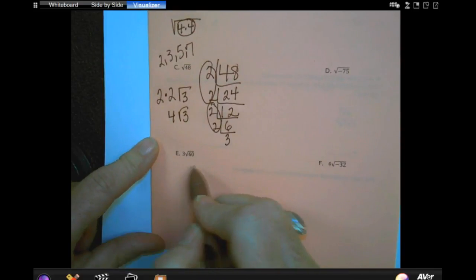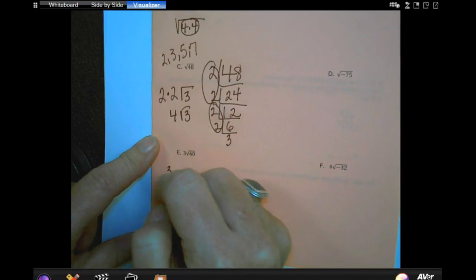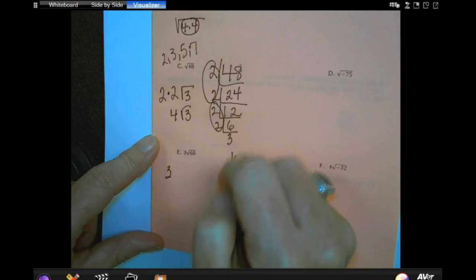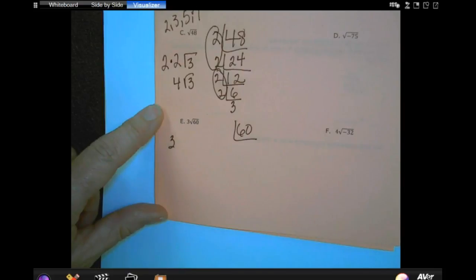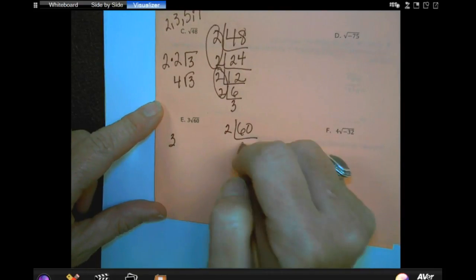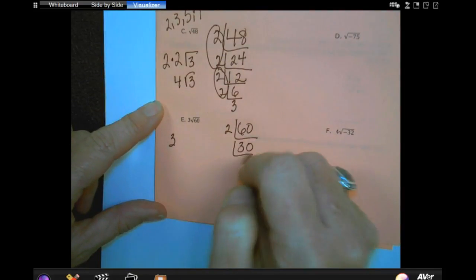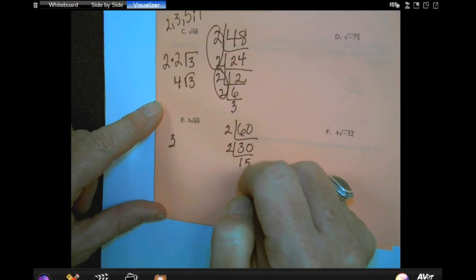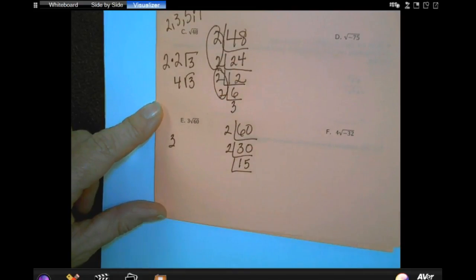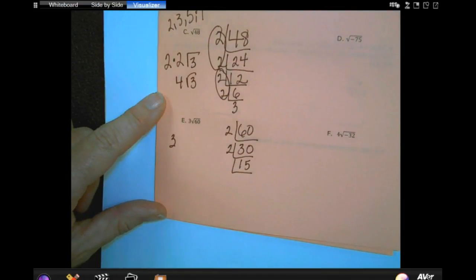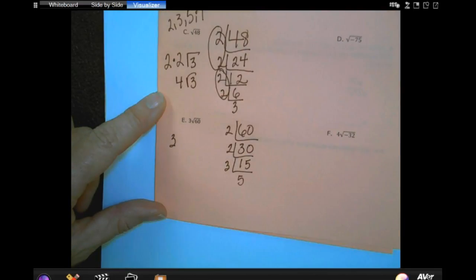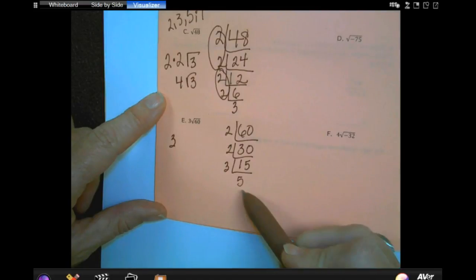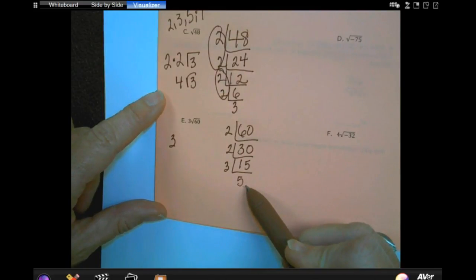So, I start with a 3 on the outside. I'm going to look at the 60. If I divide by 2, I get 30. If I divide by 2, I get 15. Can I divide by 2 again? So what am I going to switch to? 3 or 5, it doesn't matter. Because I get a 5 right here, and so I get to stop.